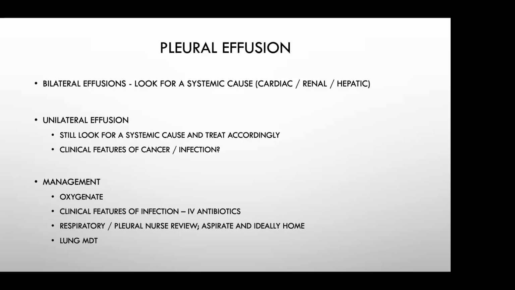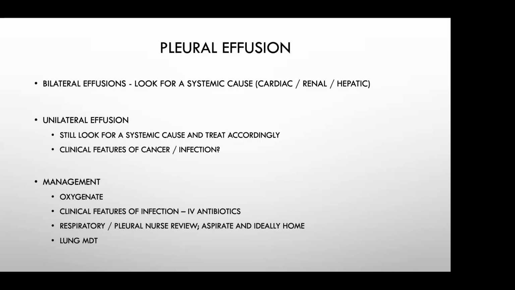If there's a unilateral effusion, it's still worth looking for a systemic cause. So if they're massively overloaded, they've got a huge right effusion, their JVP's up, treat them for heart failure, treat them for the causes of a transudative effusion, and see if they get better. Ask about clinical features of cancer or infection. If you think it's an empyema, then give intravenous antibiotics.